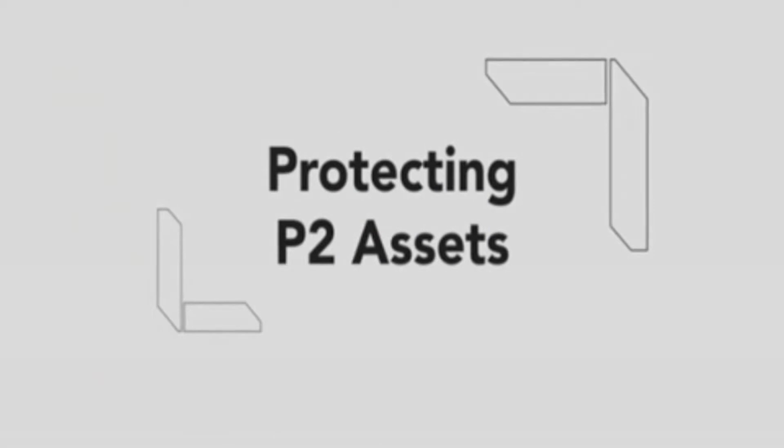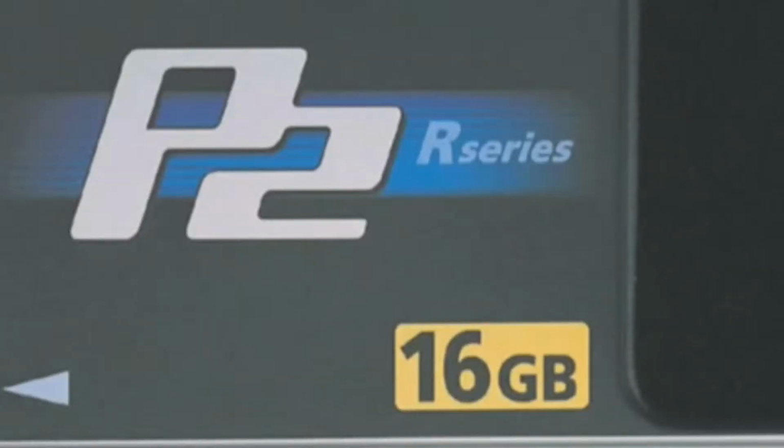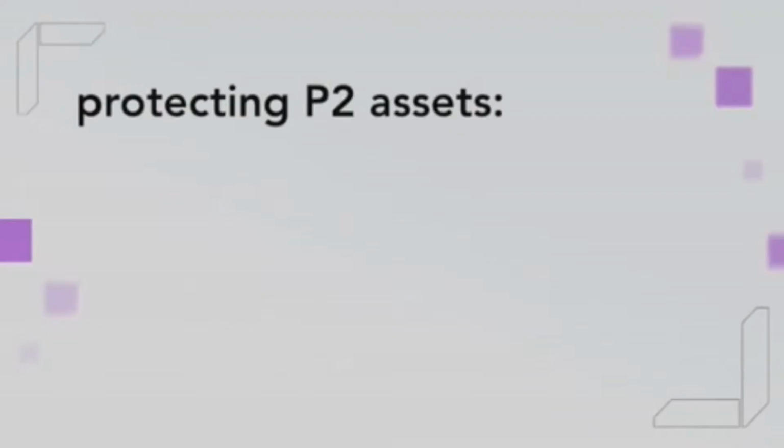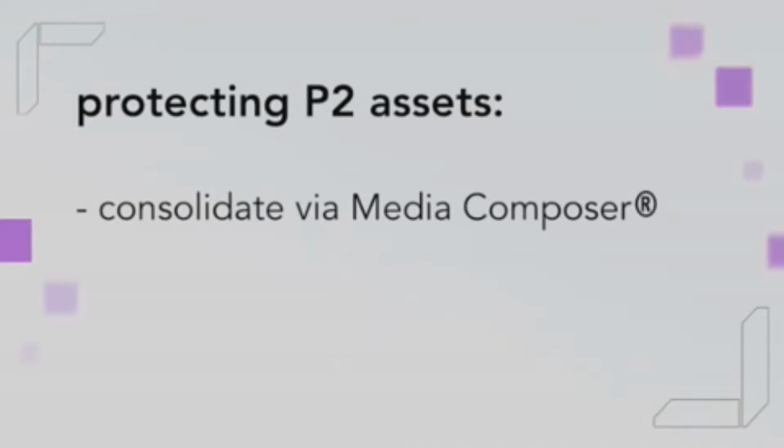Protecting P2 assets. Whatever your workflow, Avid strongly recommends protecting your original P2 assets prior to post-production. You can copy media onto your local or Unity storage system using the consolidate function inside Media Composer, or you can back it up manually. First, let's look at consolidating within Media Composer.